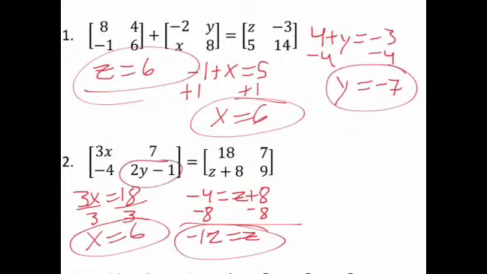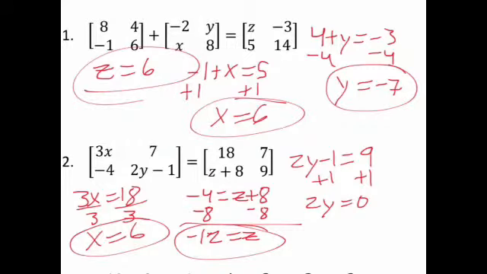And then my last one, this 2y minus 1 equals 9 part. Add 1 to both sides to get 2y equals 10. And then divide both sides by 2. And you get y equals 5. And there's my other one.